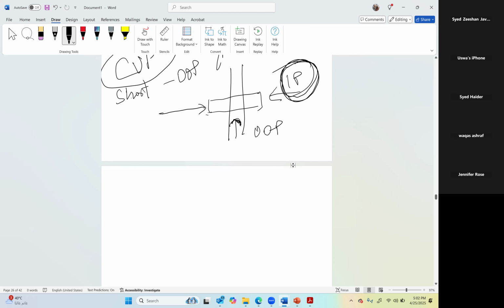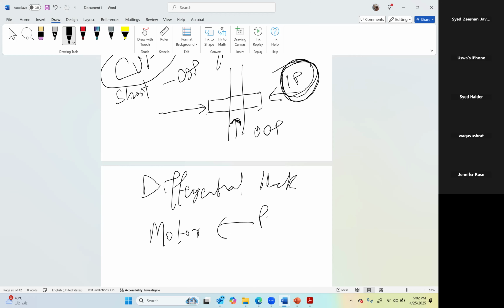Okay. So we discussed adjuncts, different types, calculating the dose and concentration. Yes, one thing I forgot to tell is the concept of differential block. Differential block means you are preferably sparing motor, relatively, and it is achieved through ropivacaine. This is one important point you should know.